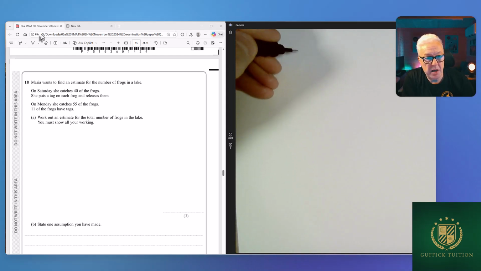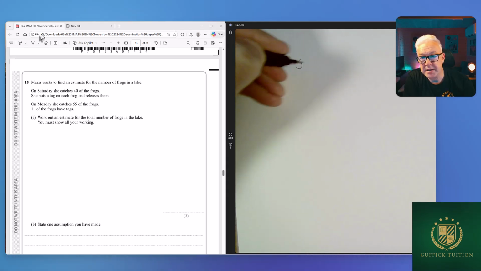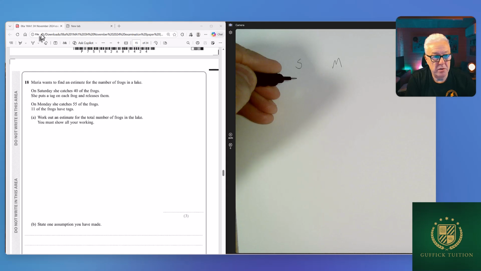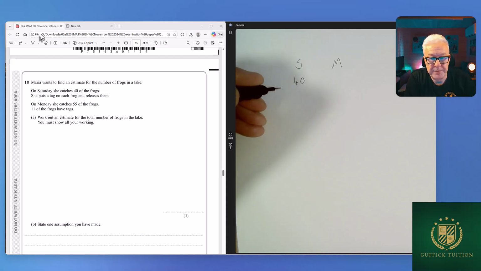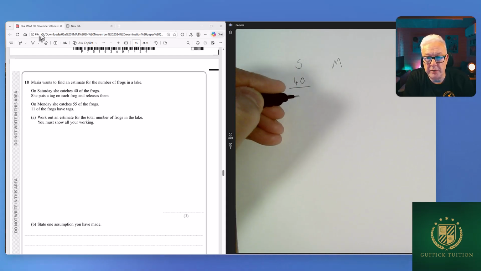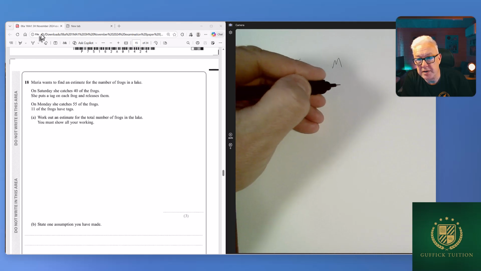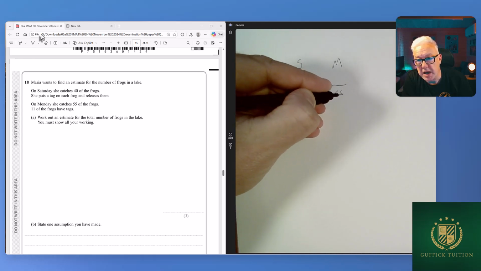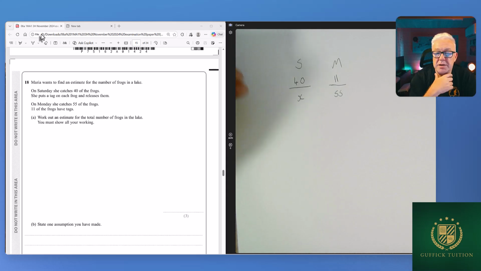So basically, let's have a look. Saturday and Monday. On Saturday, Maria catches a total of 40 frogs. Okay, so she tags 40 frogs, and this is out of the total number of frogs that are in the lake. Then when she comes back on Monday, she catches 55 frogs, and she finds that 11 of them have tags on. So that's what I've done.